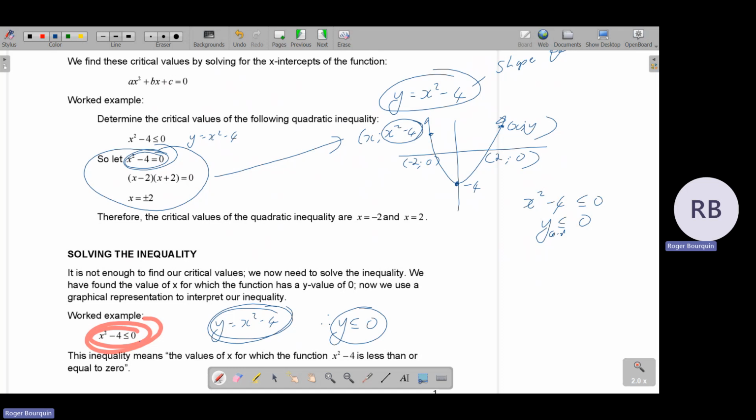Get a highlighter out. Okay, so go highlight on the graph. Go highlight the part of the graph, speak to your neighbor, where the y coordinates are smaller than 0. Smaller than or equal to 0. Go highlight where the y coordinates are smaller than or equal to 0. Which part? Go over the part of the graph where the y coordinates are negative, in other words.